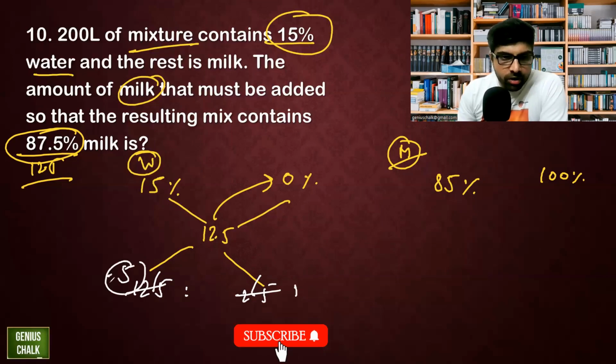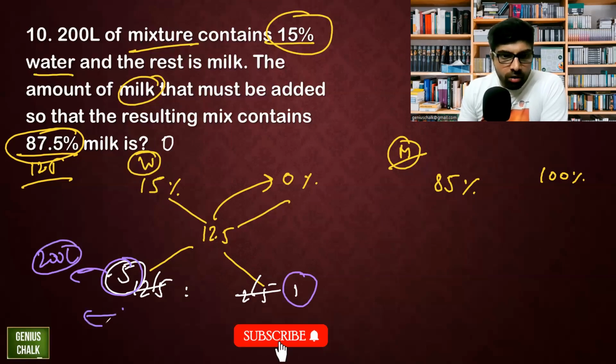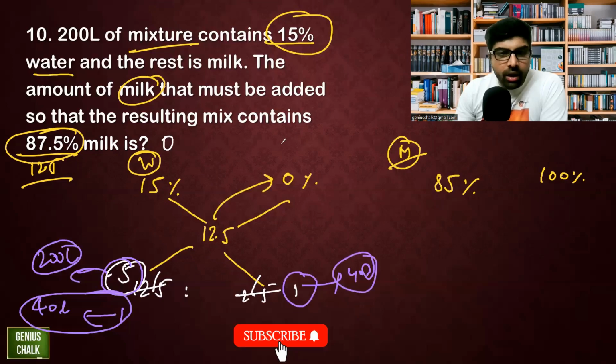So this 5 is the original quantity, as we have been discussing again and again, and this is the new quantity. So 5 value is how much? It is 200 liter. So 1 value will be 40 liter. 5 4s are 20, 1 will be 40. That means the new quantity which you have added is 40 liters, and the new quantity is milk.